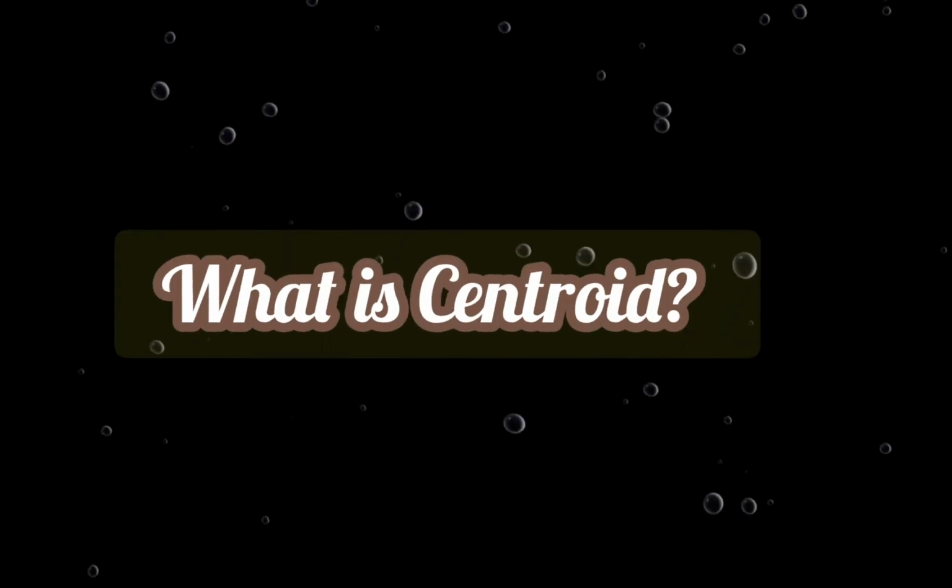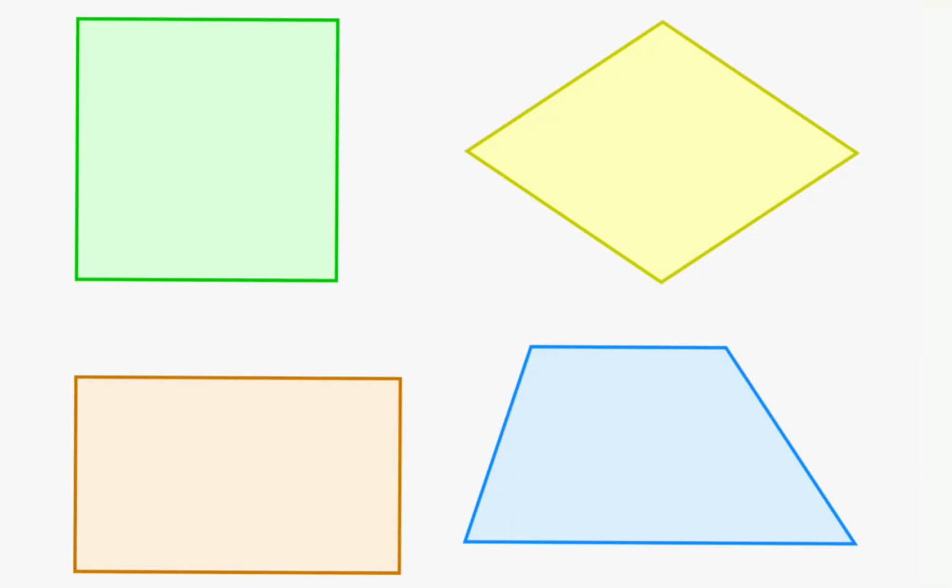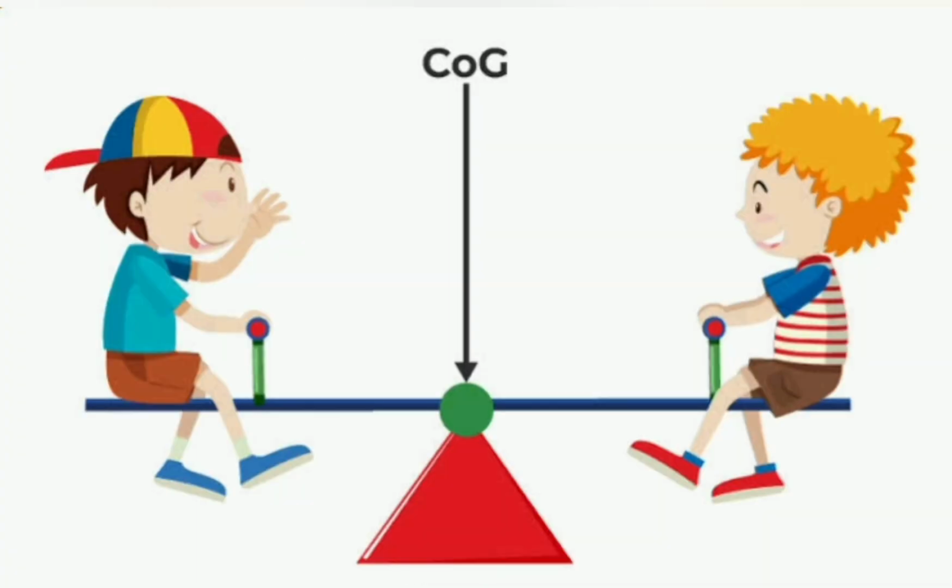Now what is centroid? The plane figures like triangle, quadrilateral, circle etc. have only areas, but no mass. The center of area of such figures is known as centroid. The method of finding out the centroid of a figure is the same as that of finding out the center of gravity of a body.